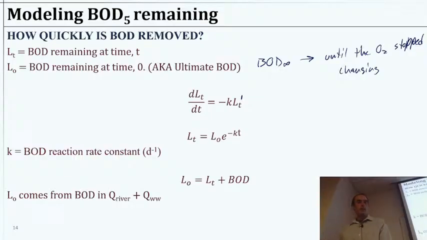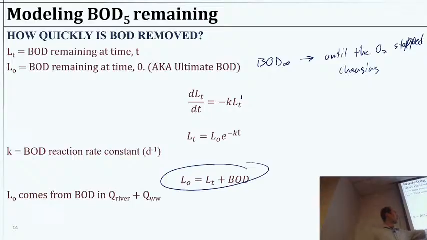The variable here is a little weird, but we can recognize that we can set it up this way. This L naught, the ultimate BOD, is essentially the BOD that was in the river plus now whatever was in the wastewater. So we can calculate that if we know something about BOD measured in the wastewater plus, excuse me. No, let me not confuse that. I'll come back to this in just a second.